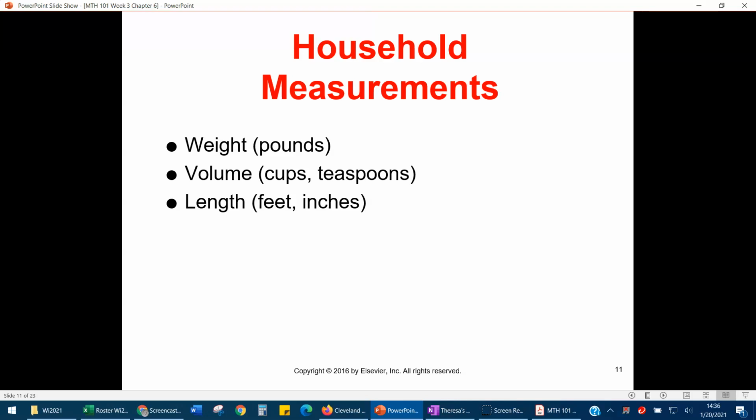So household is what we normally use. In metric, you saw weight was gram, volume was liter, and length was meter. Well, in the household measurements, when we measure weight, it's usually in pounds or pounds and ounces. The volume can be cups, quarts, pints, teaspoons, tablespoons, ounces. And length, we usually measure in feet and inches.